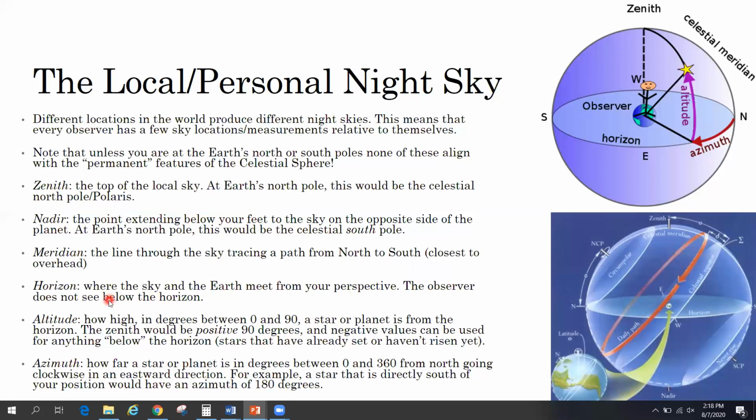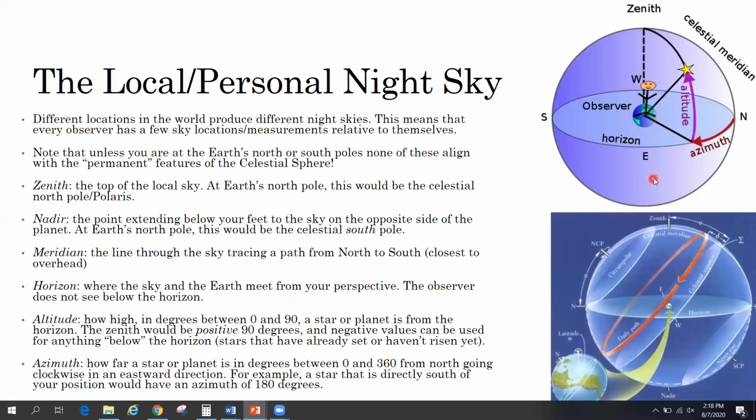Now, another thing we need to talk about real quick is altitude and azimuth. Altitude is a familiar term, generally it just means how high up something is. For astronomy and for your personal night sky, it's pretty similar, but this time it's an angular altitude. So what we do is we measure how high something is, a star or a planet, in degrees between 0 and 90 from the horizon. So the altitude is a measurement relative to the horizon.